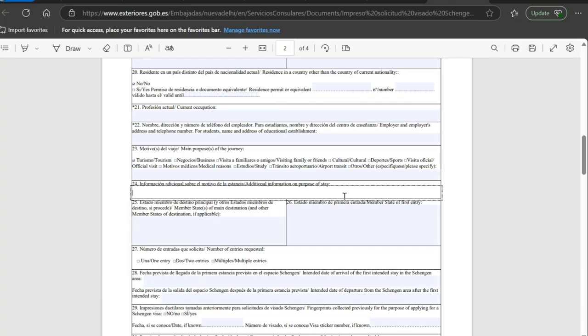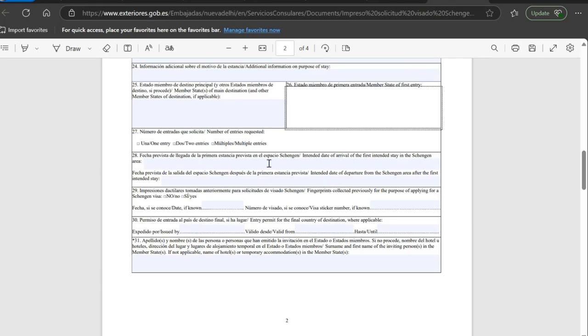Member state of main destination and other member state destination. And now for Schengen visa, it matters from where you enter the Schengen zone. Okay. So if you're going to Spain, you can start with Spain and any other details like any other Schengen zone that you want to visit, provide that information. See, member state of first entry, they have given that also. Number of entries requested, okay.